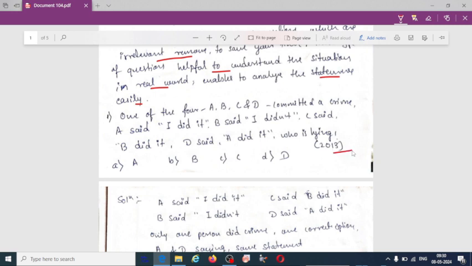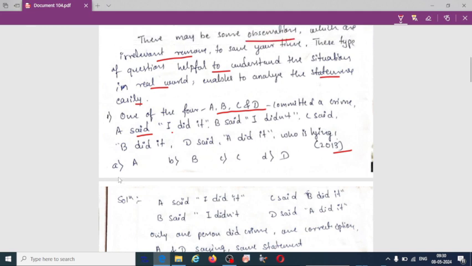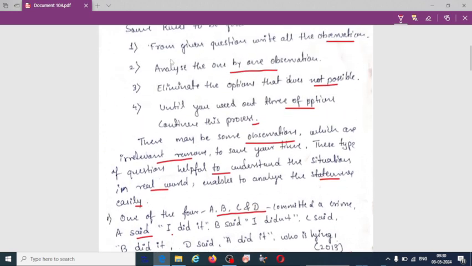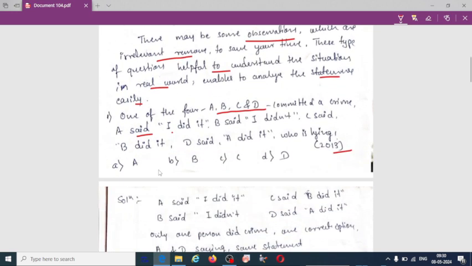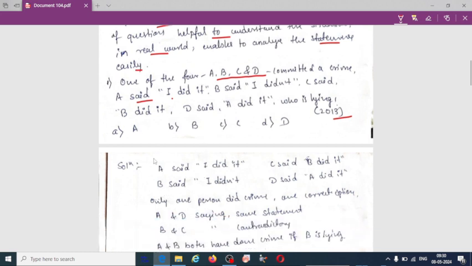This is a question from the 2013 paper. One of the four, A, B, C, D, committed a crime. A said I did it, B said I didn't, C said B did it, D said A did it. Who is lying? You have to follow these rules before solving this type of question. The options are given. First write the statements here: A said I did it, B said I didn't, C said B did it, D said A did it.